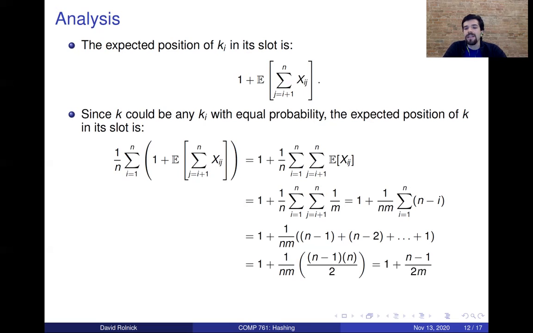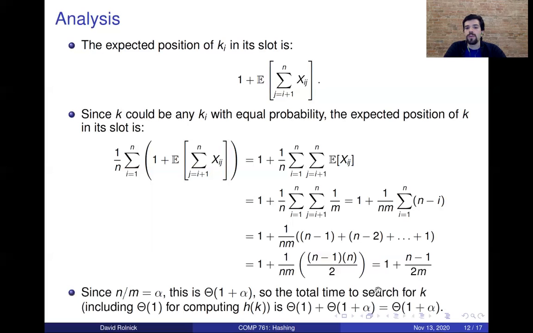It's not exactly the same as this expected position, but it's basically the same as this expected position. We multiply by a constant because it takes us a constant amount of time to check each position in the linked list. And then there's also the amount of time that it takes to do the hash, like computing h of k, which is again theta of 1.